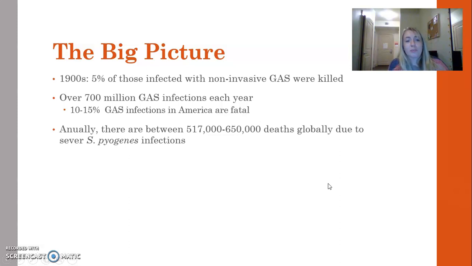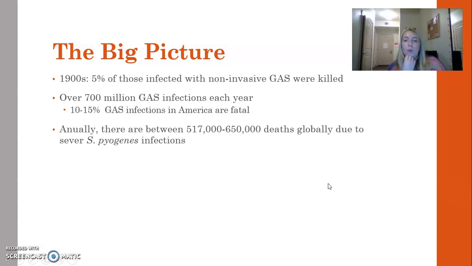Today, around 700 million people get some sort of GAS infection each year. However, only 10 to 15% of them are fatal, and that includes the invasive and non-invasive. So you really don't need to worry about dying from it. It's pretty easy to treat with antibiotics, especially if you get in soon enough and you don't have any other complications. You're most likely not going to die from it.